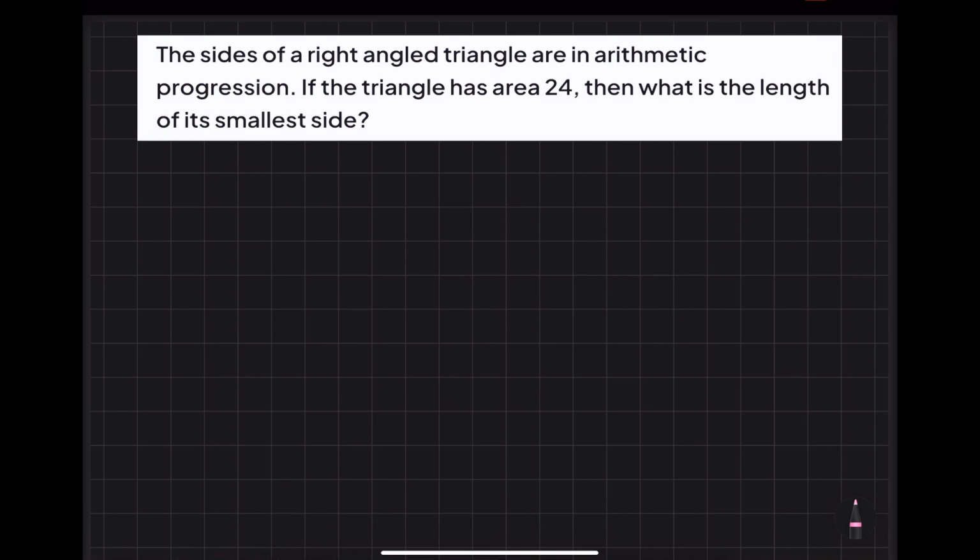So, we got a wholesome new problem which says the sides of a right angle triangle are in arithmetic progression. So, the sides of a right angle triangle are in arithmetic progression. This is important. Suppose that you have drawn a right angle triangle.